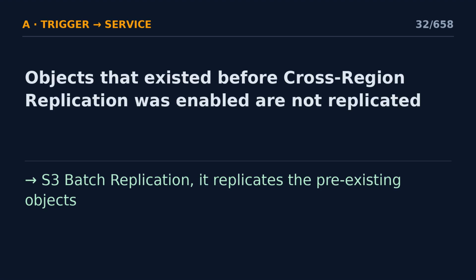Objects that existed before cross-region replication was enabled are not replicated. Answer. S3 Batch Replication. It replicates the pre-existing objects.